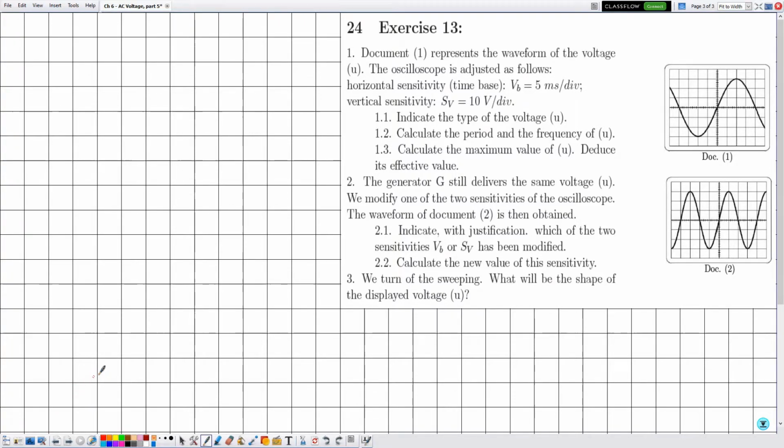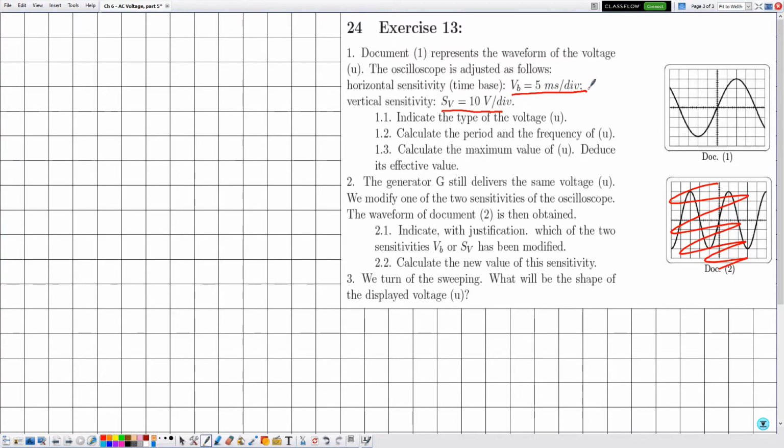Now in this exercise, they are telling me document 1 represents the waveform of the voltage U. So they are talking about document 1. Now we can ignore document 2 for the moment. The oscilloscope is adjusted as follows. The horizontal sensitivity, which is the time base, is given by VB is equal to 5 milliseconds per division, and the vertical sensitivity is given by 10 volts per division.